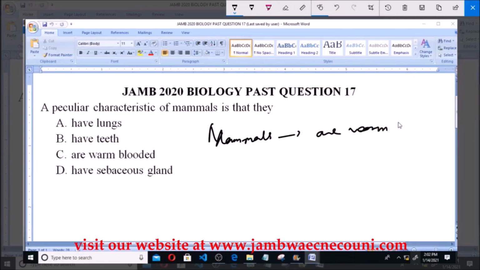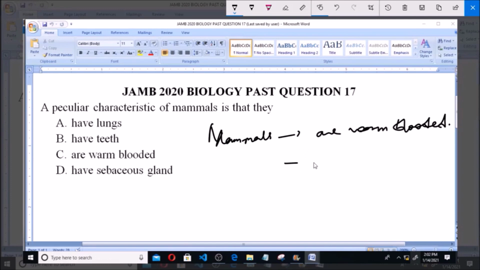First of all, mammals are warm-blooded, but that doesn't mean that this warm-bloodedness is specific to mammals, because take for instance, aves, the birds, are also warm-blooded. Now also, mammals have lungs, but that doesn't mean that lungs are peculiar to mammals alone, because aves and reptiles also have lungs. Also, mammals have teeth, and this is not specific to mammals alone. Reptiles like lizard also have teeth.